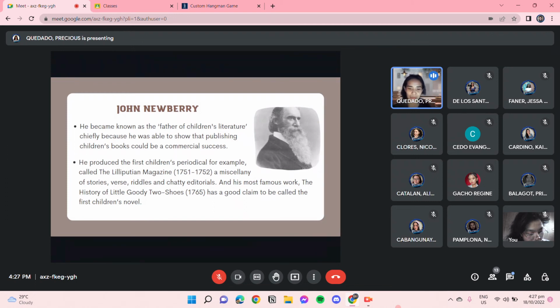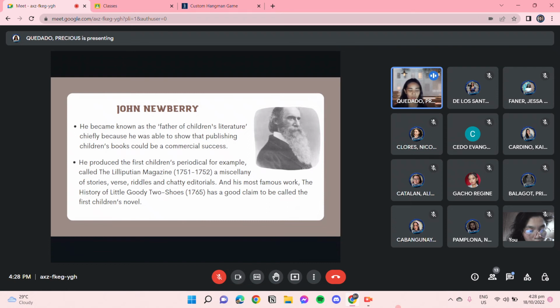is still good. I mean, look at his works. It was 1751 to 1752. But his business, as for his descendants, still prevailed until the 1900s. So the first children's periodical that he made is called the Lilliputian Magazine. As I told you earlier, that's the year, as you can see. That magazine contains stories, verses, riddles, and also chatty editorial.